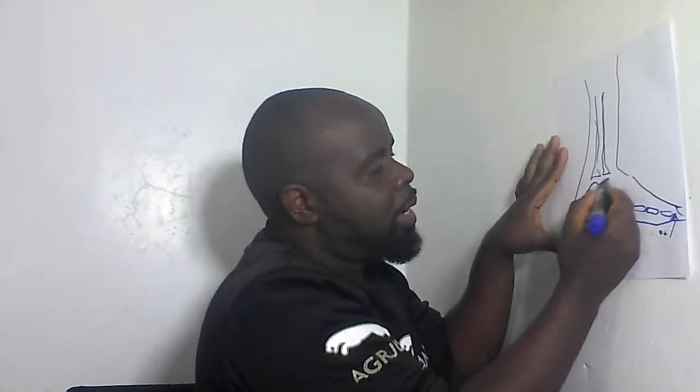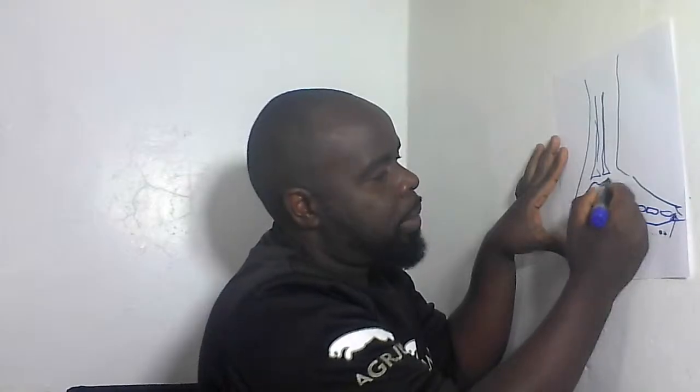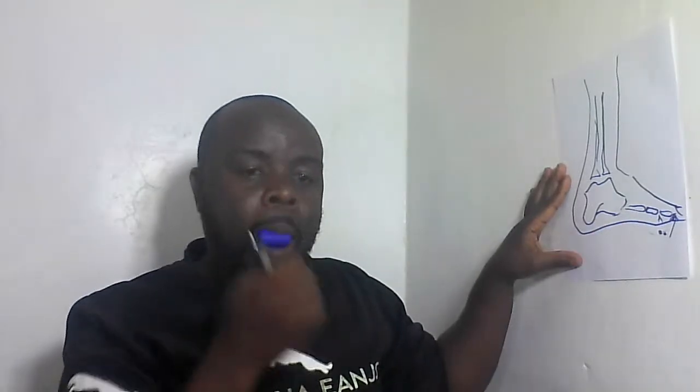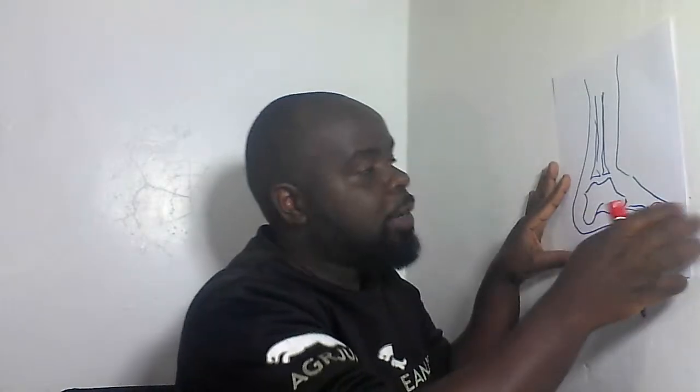And here we have the calcaneus. So you see that. If this is the calcaneus, the first bone here is the first joint. Let me draw it with red. This joint here, that one, is the first point that the pain starts from.